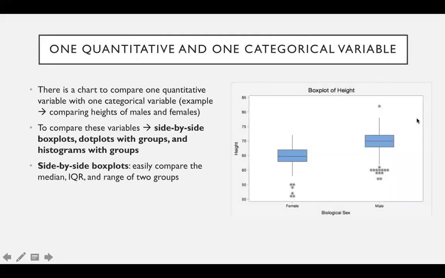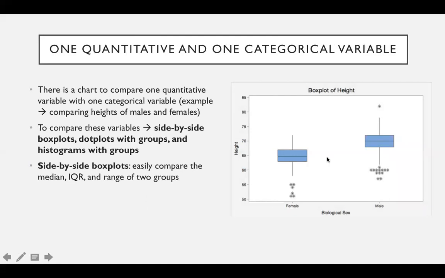Okay, so there's a chart to compare one quantitative variable with one categorical variable. So for example, if you compare the heights of males and females. So in order to compare one quantitative and one categorical variable, we can use side-by-side box plots, dot plots with groups, and histograms with groups.